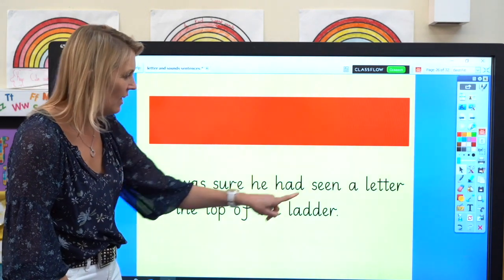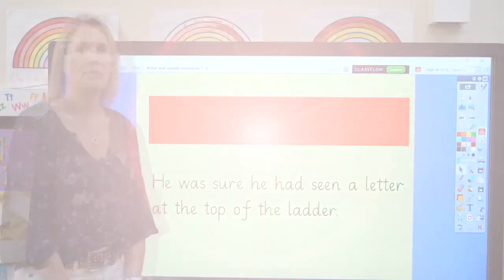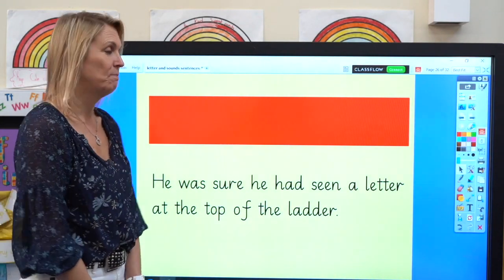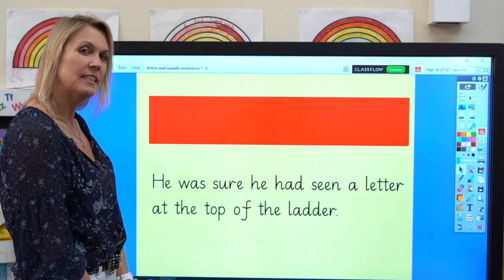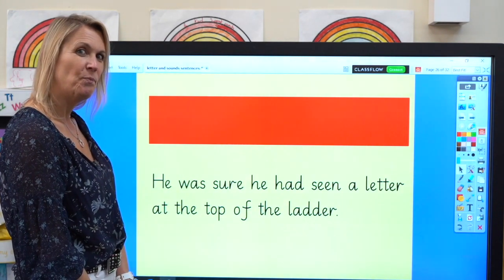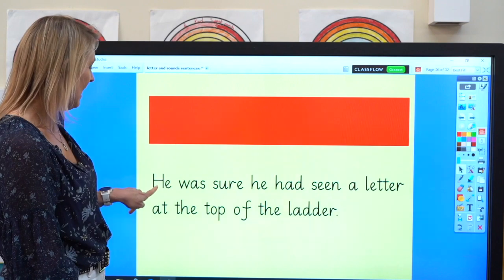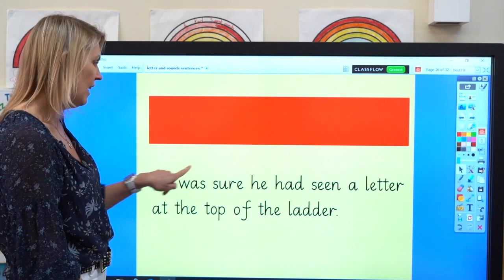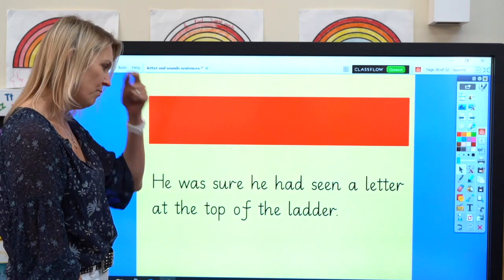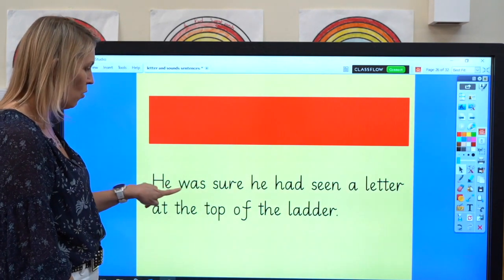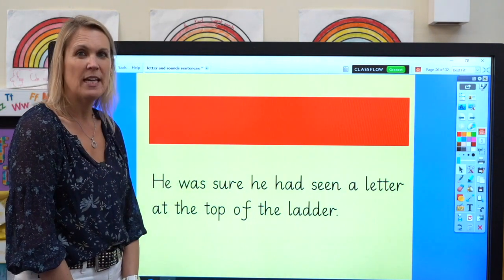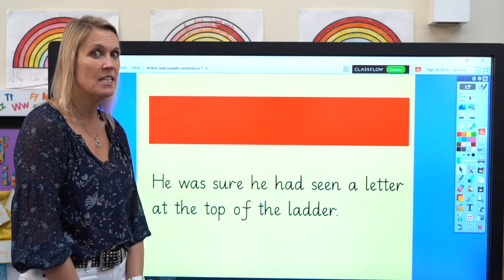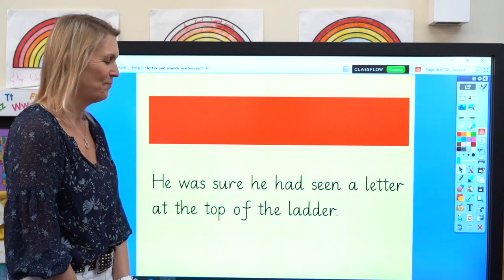Well done. E. Can you see any of our tricky words that we read today? Have a good look. Well, we've got he here at the beginning of our sentence with a capital letter, and we've got it again there, and we've also got the word was. Now, I want you to read aloud as I point to the words. Are you ready?